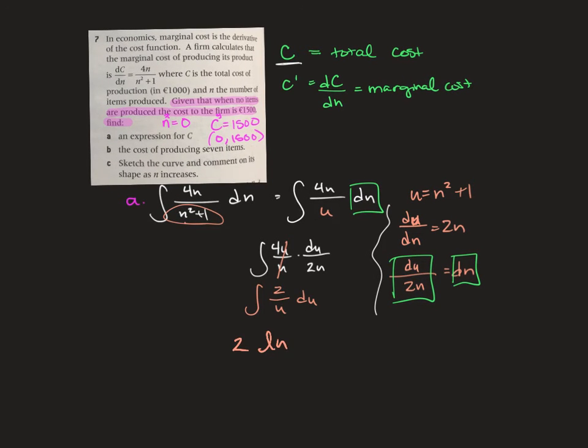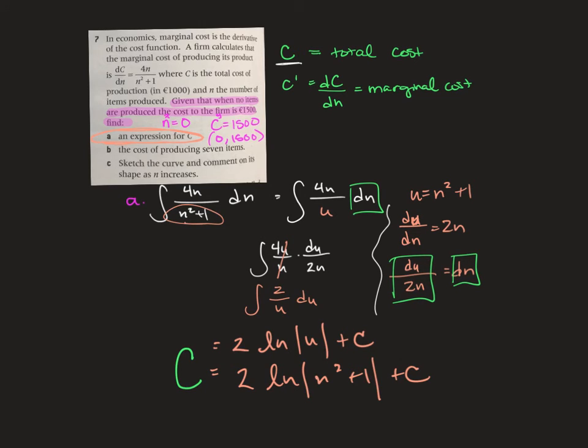2 natural log of u plus c, and u is n squared plus 1, so we get 2 natural log of n squared plus 1 plus C. Okay, so that is A. And if we're going to actually get the cost of producing 7 items, we need to know C. Because we could write down at this point that capital C, which is different than little c. If it helps, you could use a K or an M or something else here.